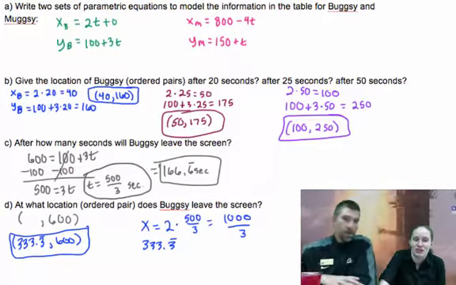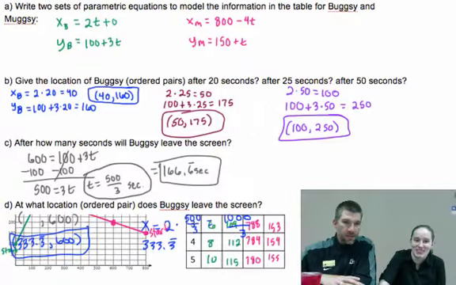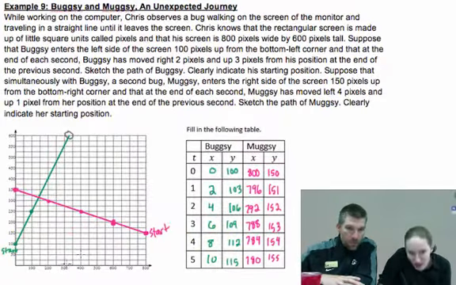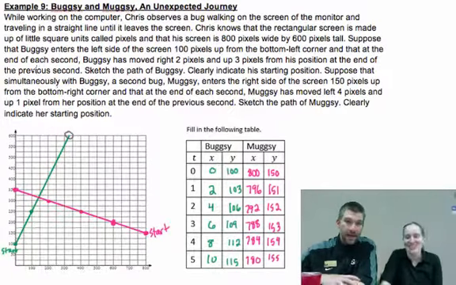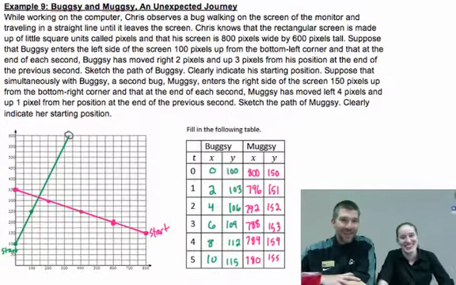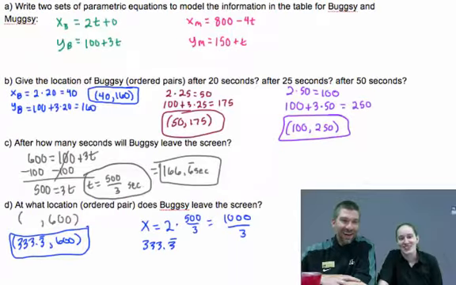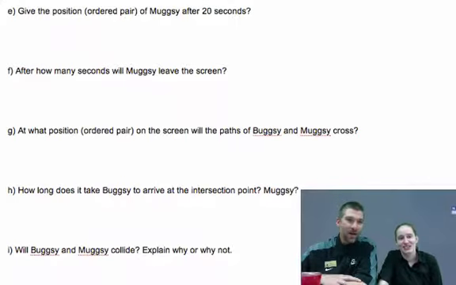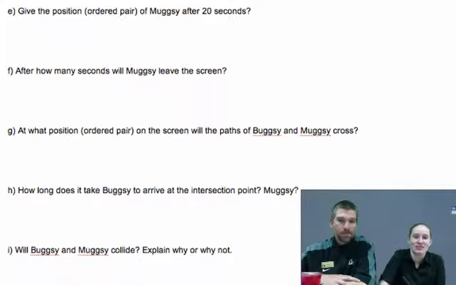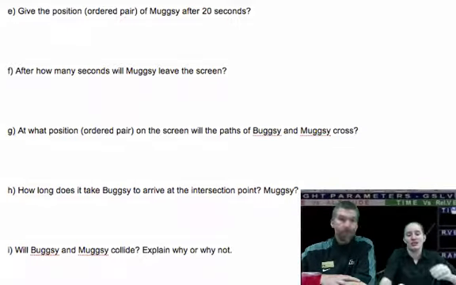Let's go back and look at the graph real quick and see if that makes sense. 333. Yeah, it looks pretty good. That's exciting that that's right. Okay, let's go to the next one. Part E. Give the position now of Mugsy after 20 seconds.